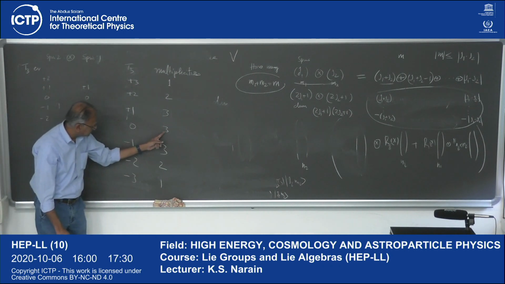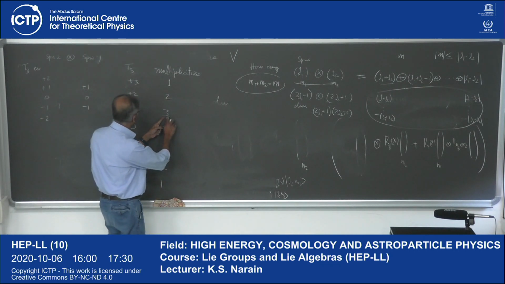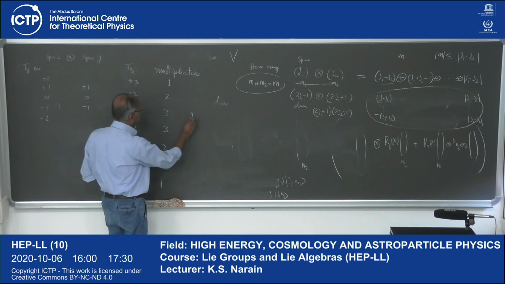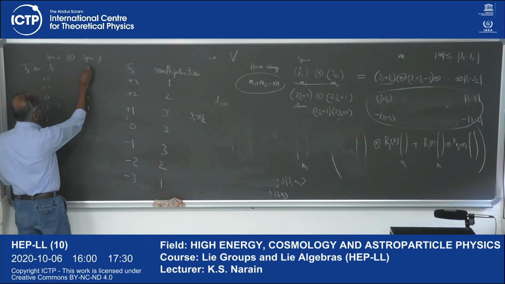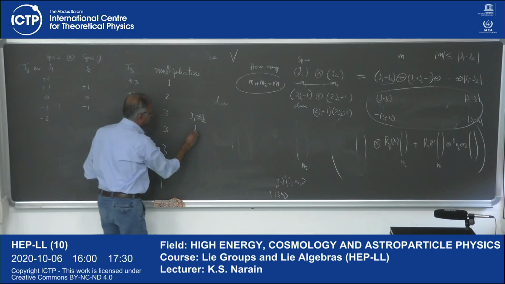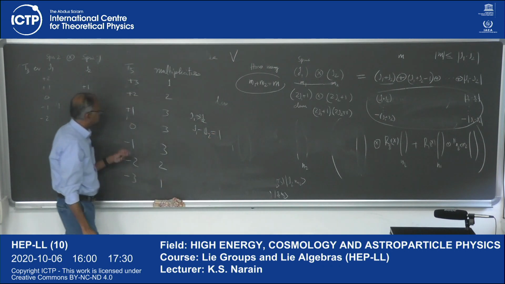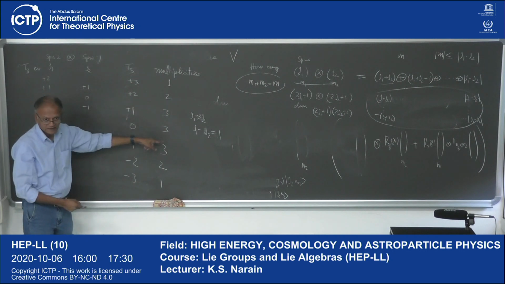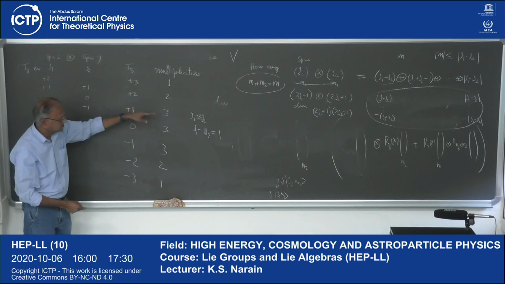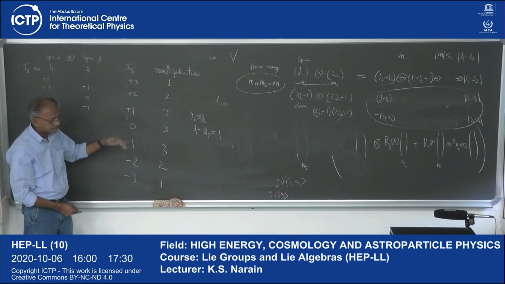It's important that here it does not increase. Why? Because J1 minus J2, where J1 is bigger than J2 and I'm calling this J1 and that J2, is actually equal to 1. So between plus 1 and minus 1, the multiplicity is not changing. You will see that this is a general feature, not just for this example.